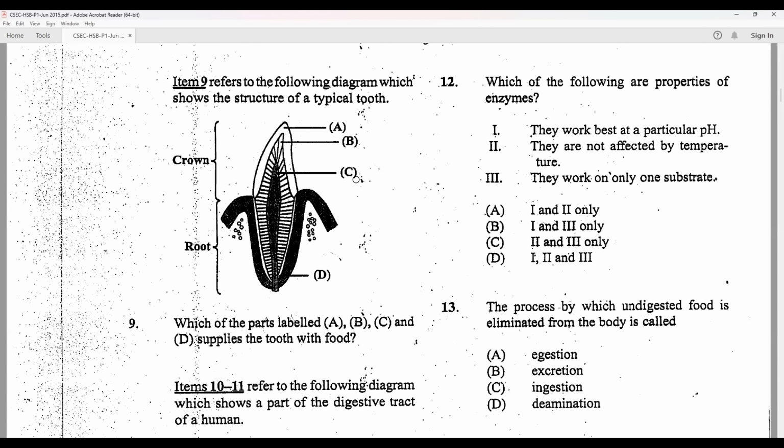And we are looking at it. We need to follow the line. Yes, it is kind of not the best of copies, but you could see the line going across here to the pulp cavity. So we know that C is the answer for question 9.